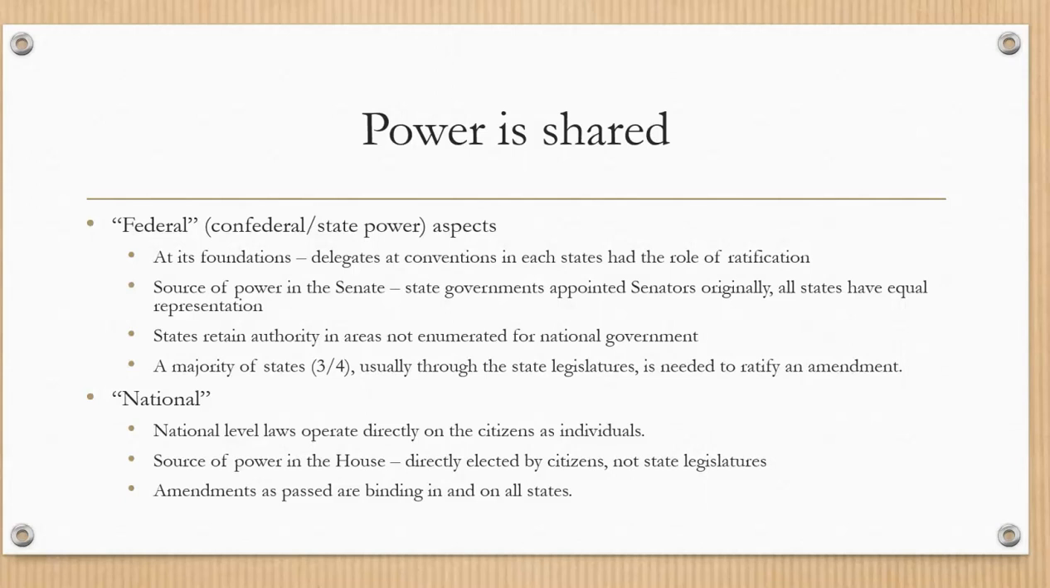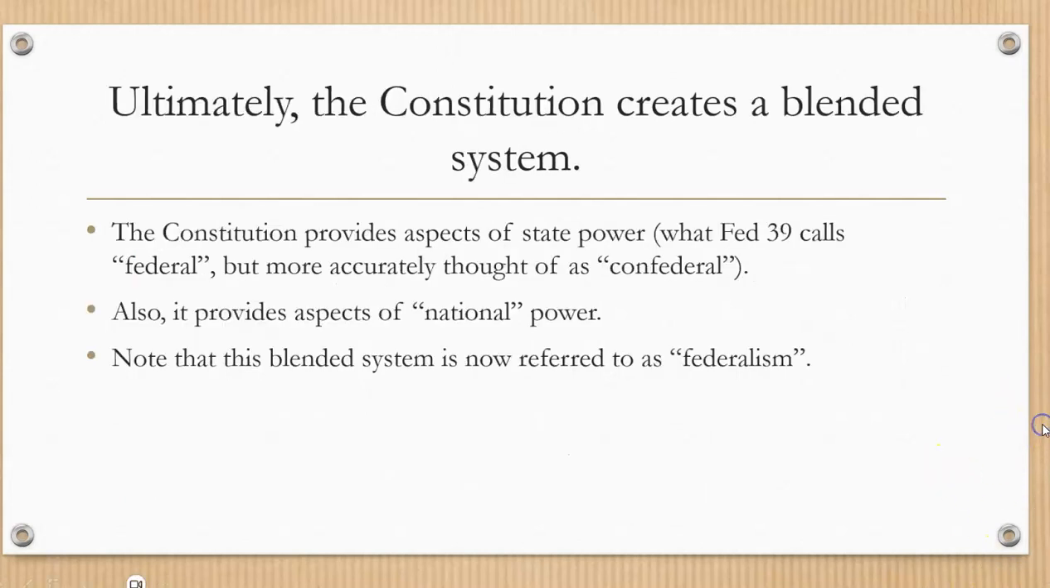So ultimately, what Publius concludes is that the Constitution has created a blended system. And this blended system is one where, in many ways, the Constitution is shoring up and reserving power at the state level. This is what Federalist 39 was getting at. They were using the term federal, but what they're really describing is more of a confederal system where there is power reserved for the states. But also the Constitution provides many aspects of national power where it is the nationwide centralized government that is exercising the power. You get both of those.